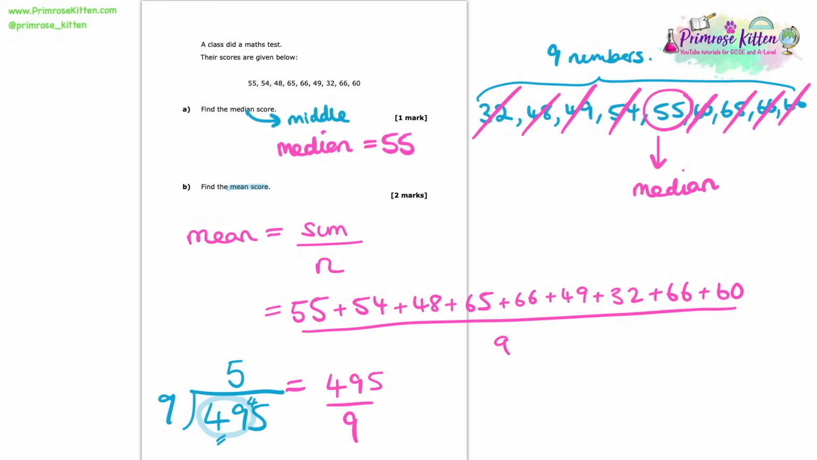And then now we need to ask ourselves, how many 9s go into 45? Well, we just worked that out, didn't we? It's 5. So in the end here, the mean is going to be equal to 55. Now 55 is going to be our mean then, and also our median in part A. And then that is our final answer.